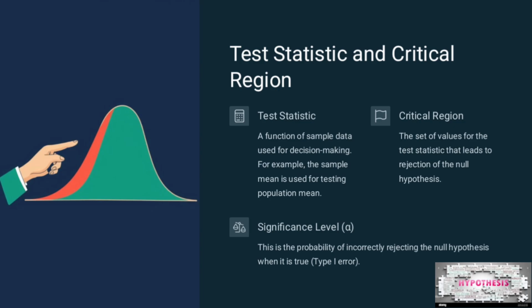Significance level alpha. This is the probability of incorrectly rejecting the null hypothesis when it is true. Type 1 error. The probability of incorrectly rejecting the null hypothesis when it is actually true. A common significance level is 0.05, meaning there is a 5% chance of rejecting a true null hypothesis.